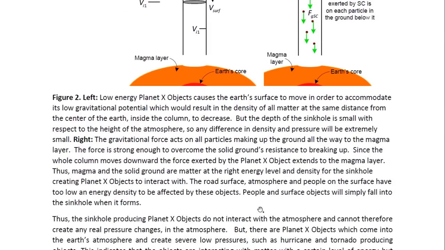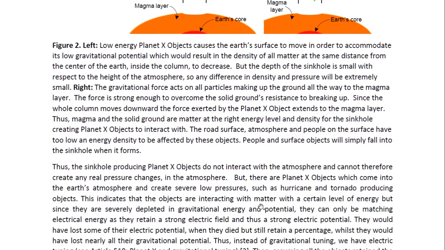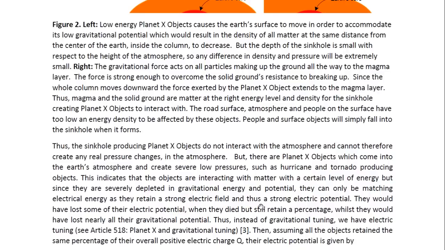So the road surface, atmosphere, and people on the surface have too low an energy density to be affected by these particular objects. People and surface objects will simply fall into the sinkhole when it forms. Thus, the sinkhole producing Planet X objects do not interact with the atmosphere and cannot therefore create any real pressure changes in the atmosphere. But there are Planet X objects which come into the Earth's atmosphere and create severe low pressures, such as hurricane and tornado producing objects.